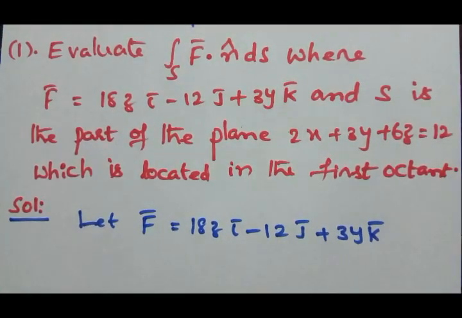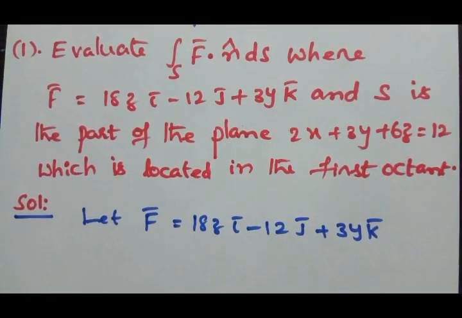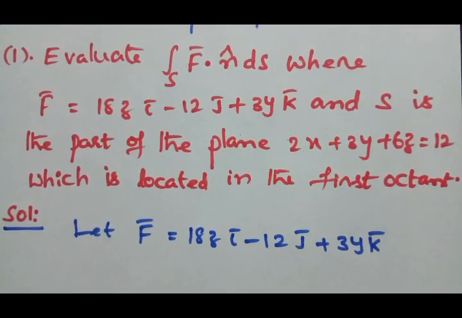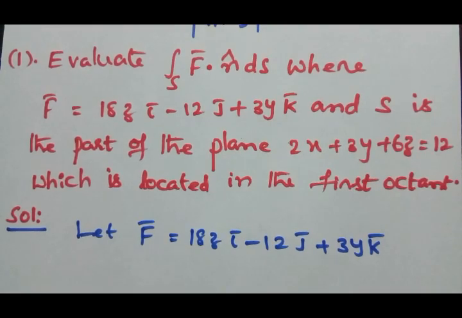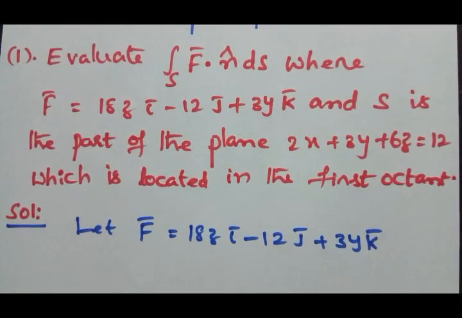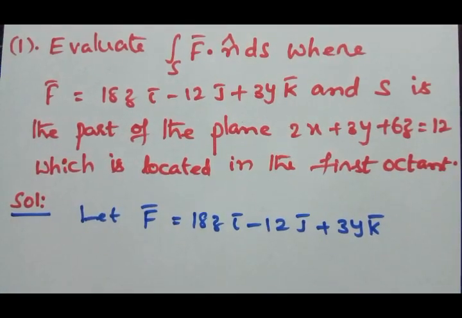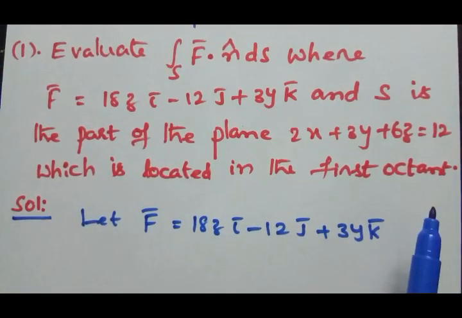We are not taking the entire 2x plus 3y plus 6z is equal to 12 plane. We are taking the part of the plane as a surface. Our surface is part of the plane, but where is it located? Which is located in the first octant.